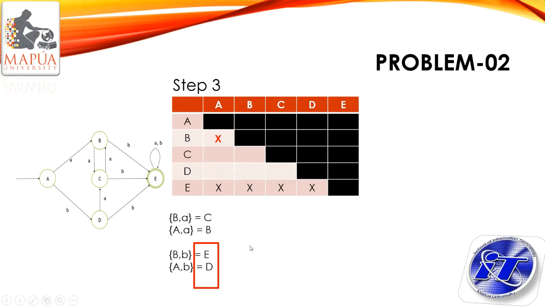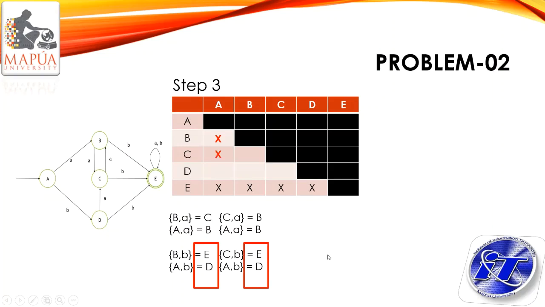Let's proceed with CA. C at A will go to B, A at A will go to B. C at B will go to E, and A at B still goes to D. And ED is marked, therefore CA will also be marked.